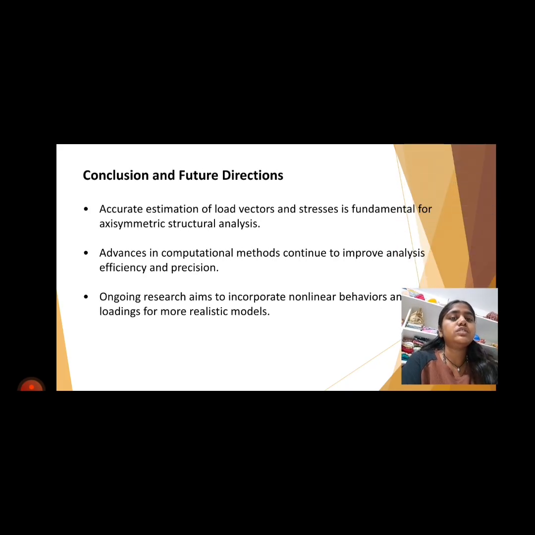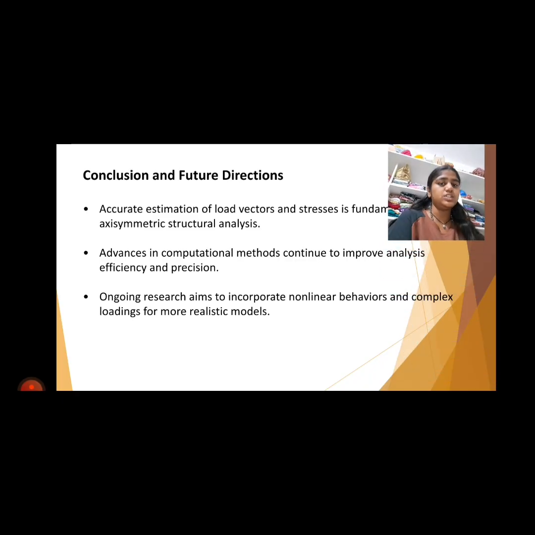Conclusion and future directions. Accurate estimation of load vectors and stresses is fundamental for axisymmetric structural analysis. Advances in computational methods continue to improve analysis efficiency and precision. Ongoing research aims to incorporate nonlinear behavior and complex loading for more realistic models.